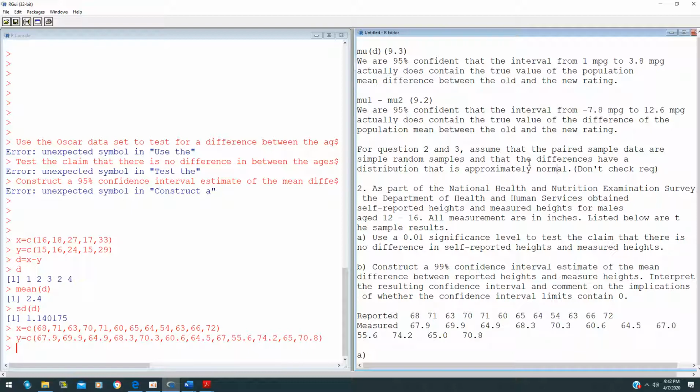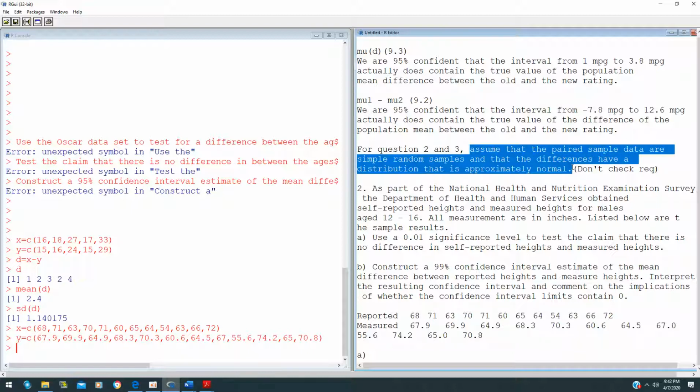So again, in your test, make sure you read this. If this assumption is not there, you have to check your requirements.